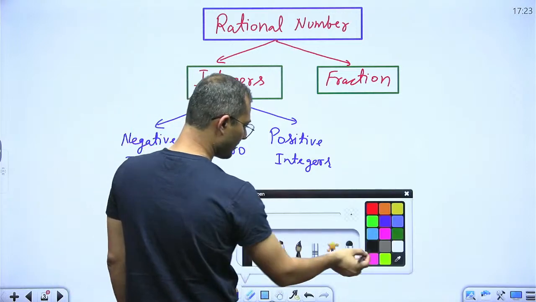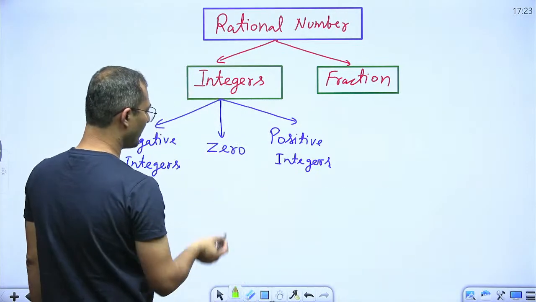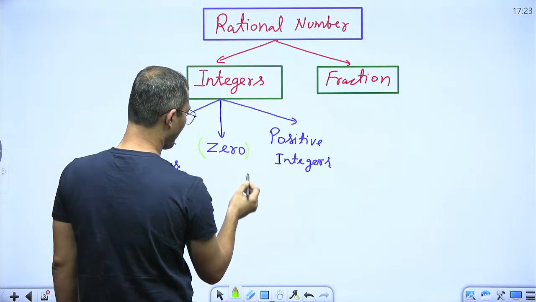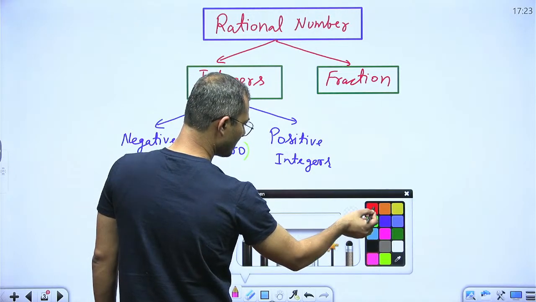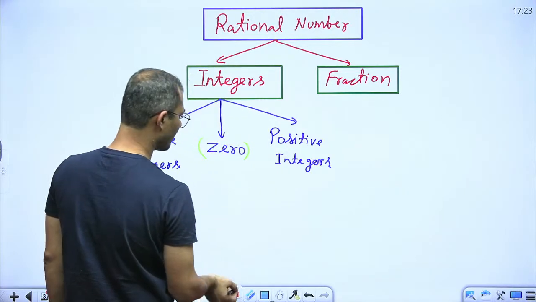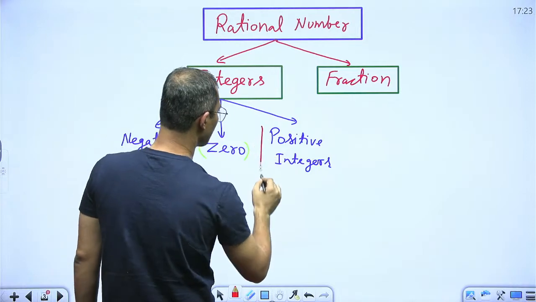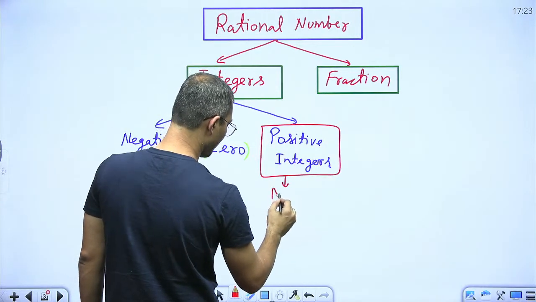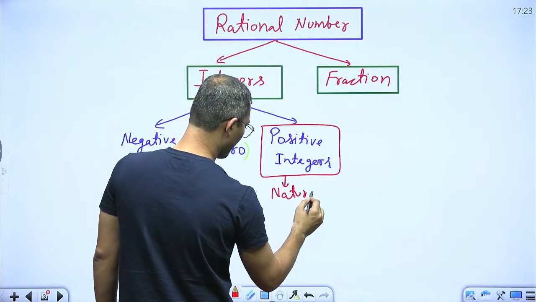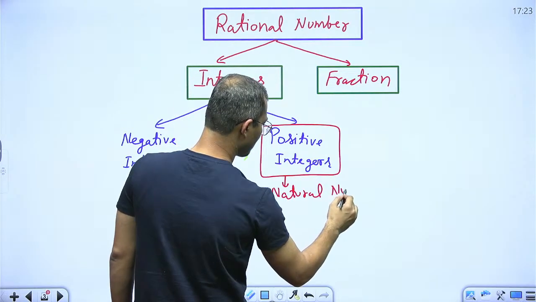So when we include 0 and positive integers, or we can say that this is natural numbers. So positive integers are known as natural numbers, right?